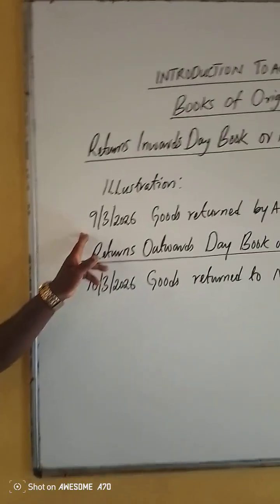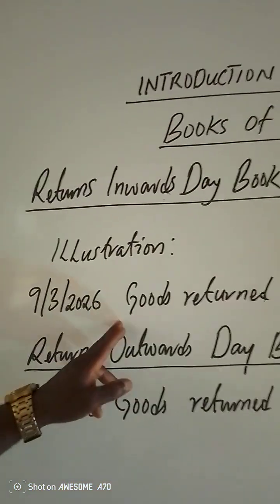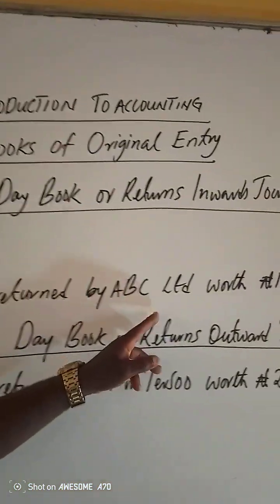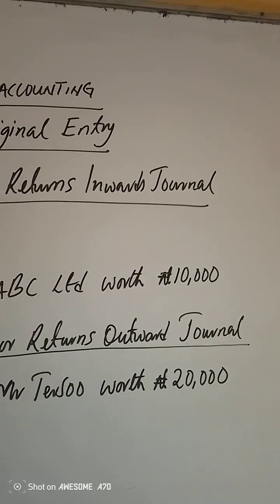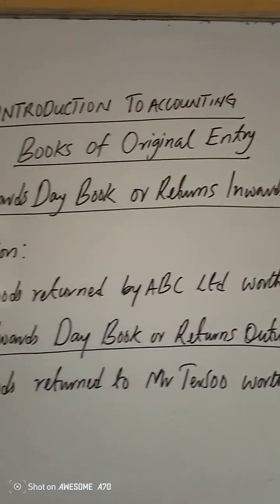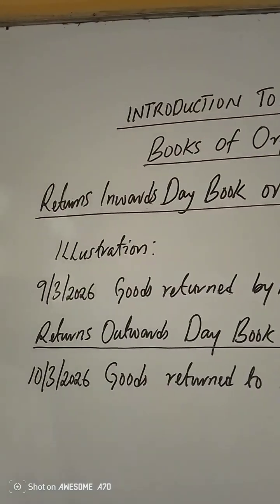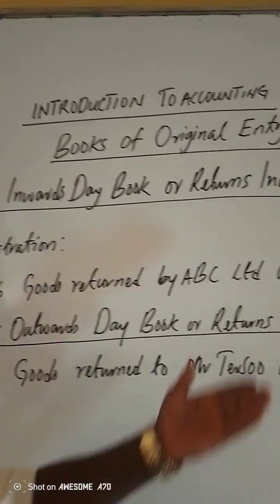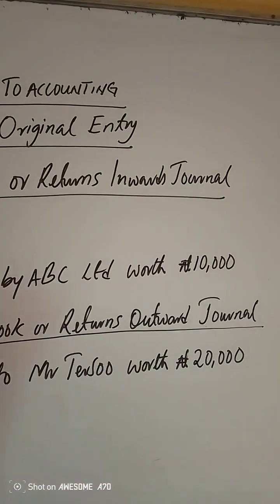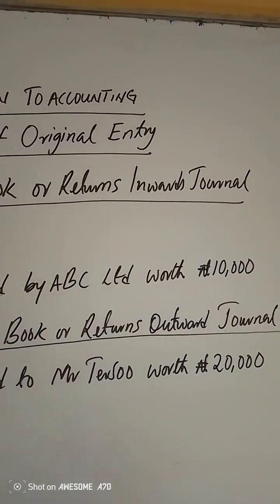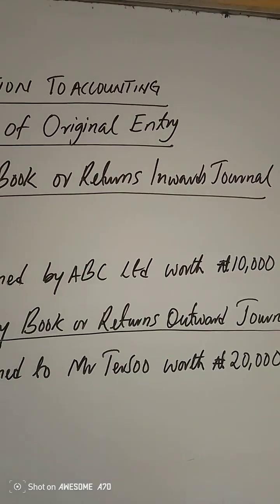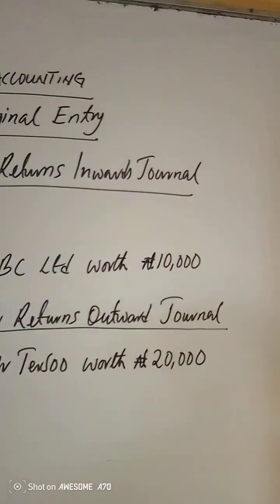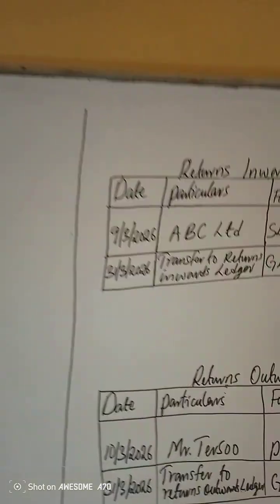Look at this: on the 9th of March 2026, goods returned by ABC Limited worth 10,000. Record that goods were sold to ABC Limited on credit. So ABC Limited decided to return some of the goods worth 10,000. These are the transactions that you record in the return inward daybook. Let's go where we demonstrate the return inward daybook.